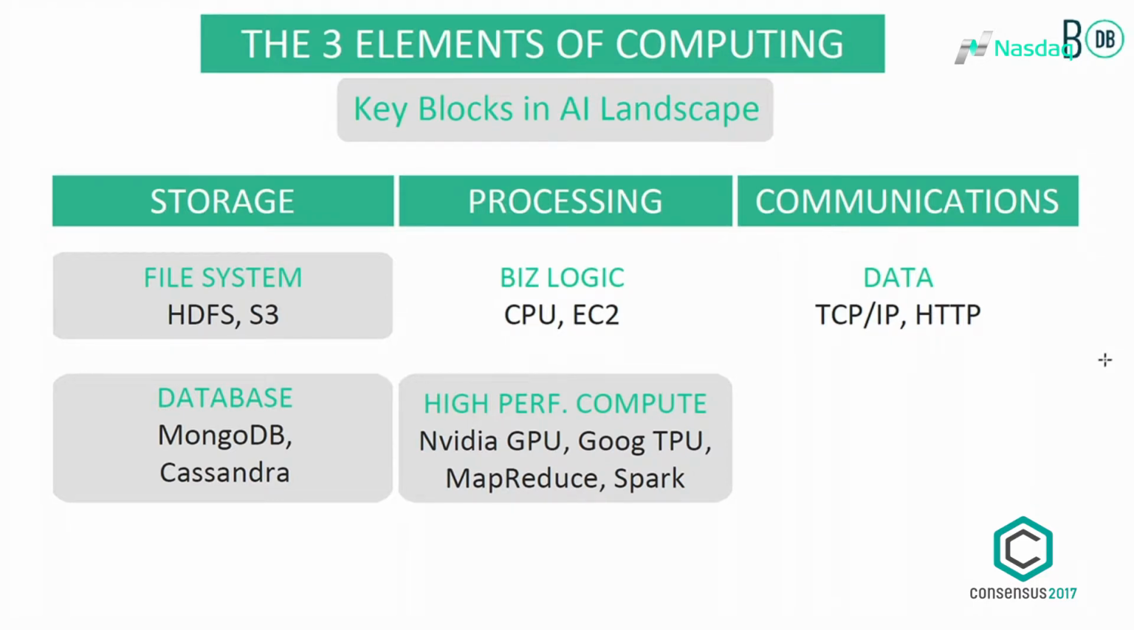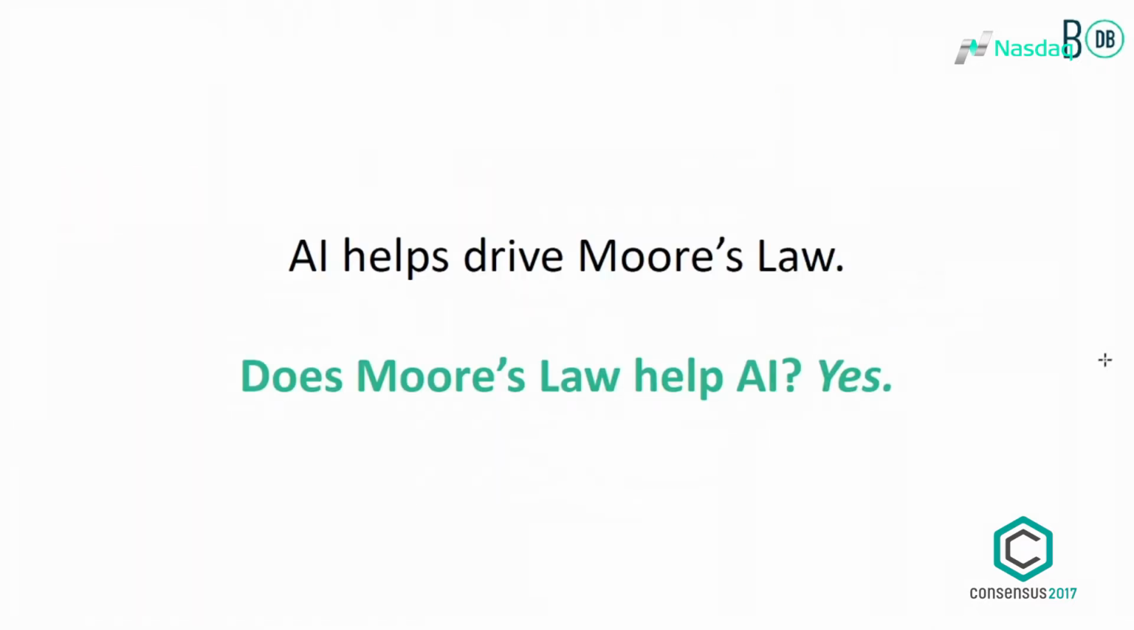With processing, business logic, like CPUs and Amazon EC2, don't play as much of a role. What's really playing a role for the world of AI is things like NVIDIA GPUs, which have thousands of processors running in parallel, the Google Tensor Processing Unit, which they just opened up to the cloud last week, and MapReduce and Spark, which are ways to have massive batches of compute. So these are the things that are driving AI on storage for the data and processing for the compute.